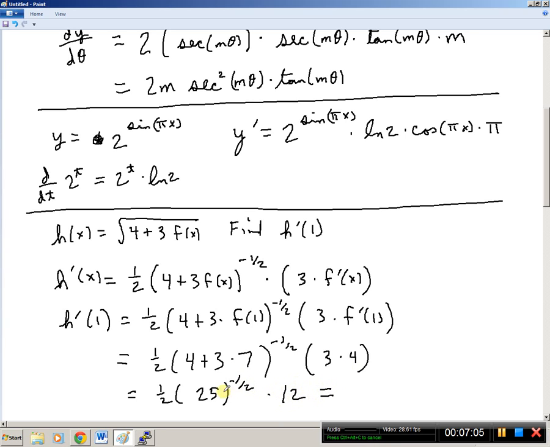And this actually simplifies. 25 to the negative 1/2 is 1 over 25 to the 1/2. And 25 to the 1/2, of course, is the square root of 25, so that's 5. So we get 1/2 times 1/5, which is 1/10. So you're going to end up with 12 over 10, which reduces to 6 over 5. And that's it for quiz 15.